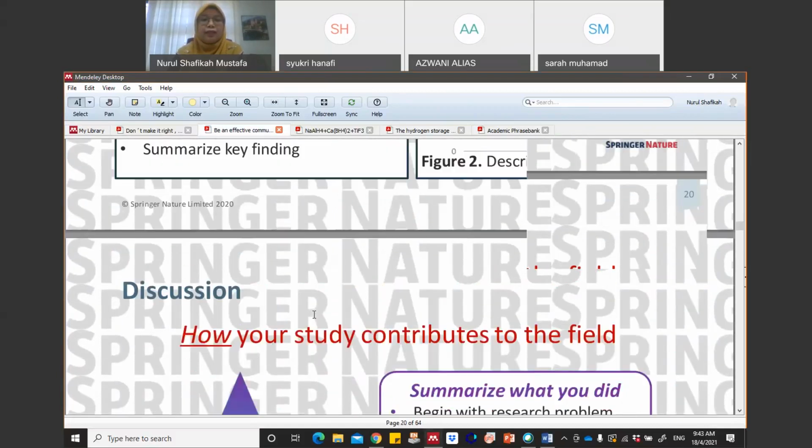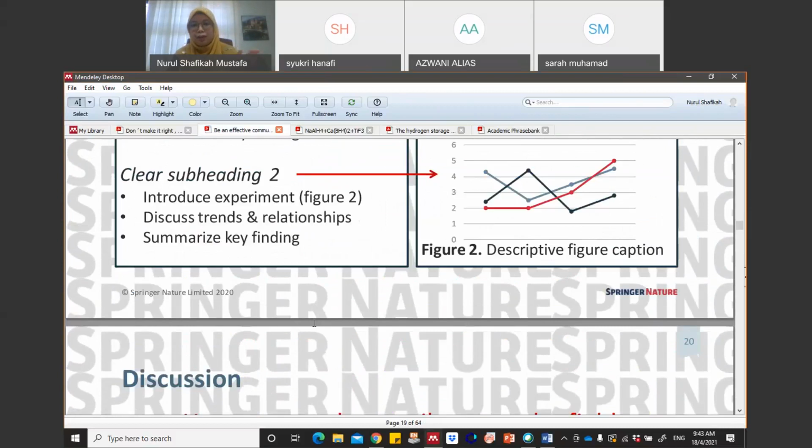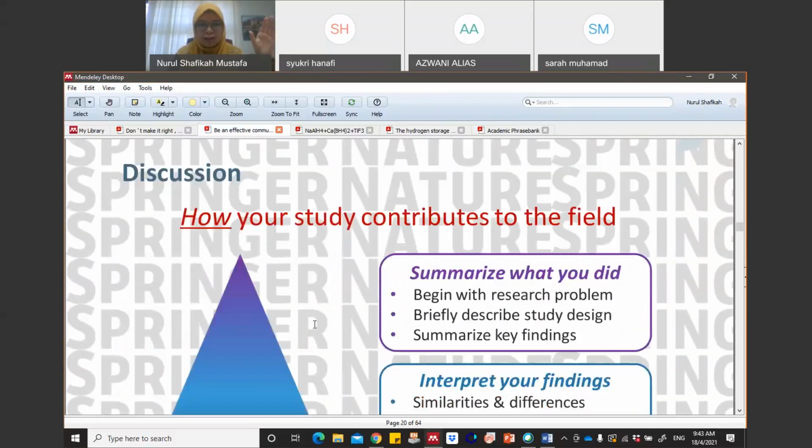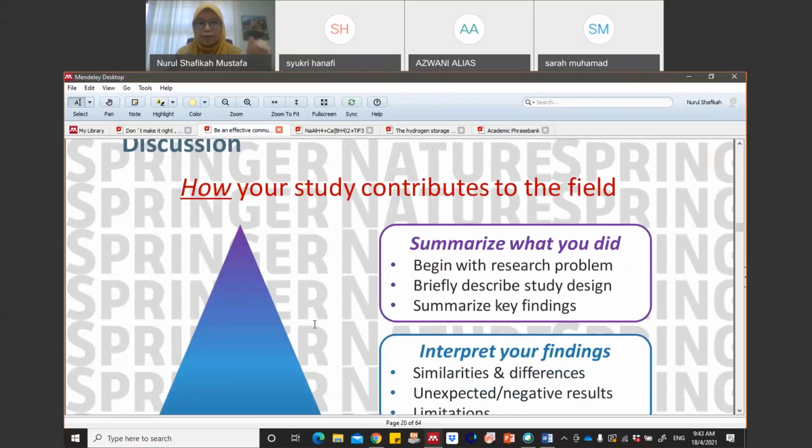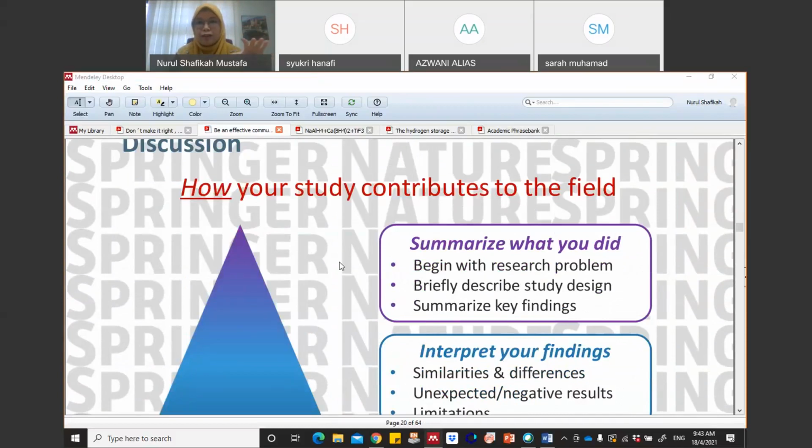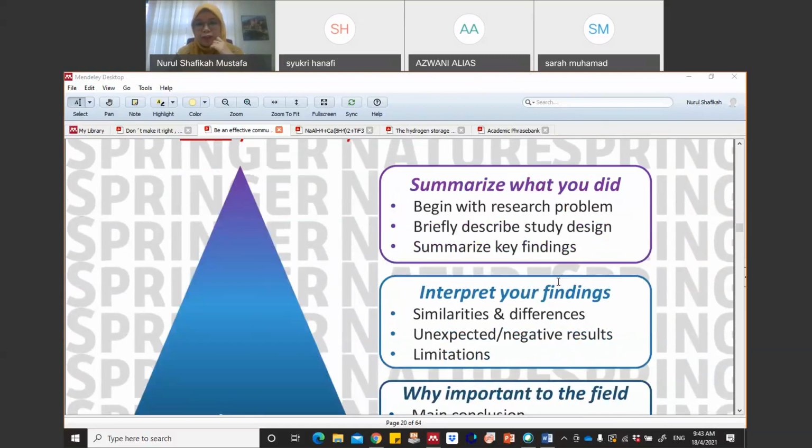Okay, after you have explained all your results, you go to the discussion part: how your study contributes to the field. Macam mana study awak ni contributes to the field. So kalau introduction tadi daripada broad to narrow, maknanya kita daripada piramid ni, mata balik. Daripada yang kita dapat tu, kita kena interpret our finding and kita broadkan lagi. Maksud kita relate dengan others.